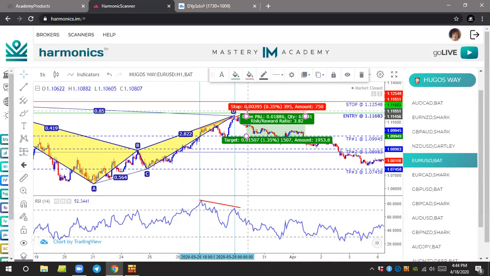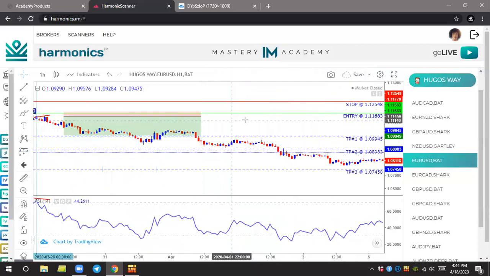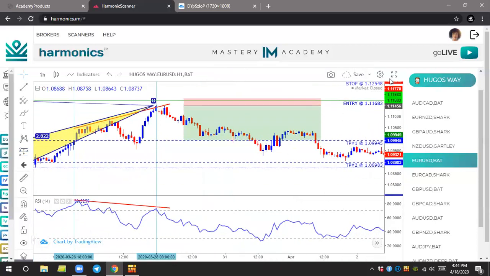Now, since we did not get the actual entry that we wanted based off the harmonics, you can feel free to use a 30 pip stop loss, with a take profit of about 150 pips. And so this would have been your trade right here.